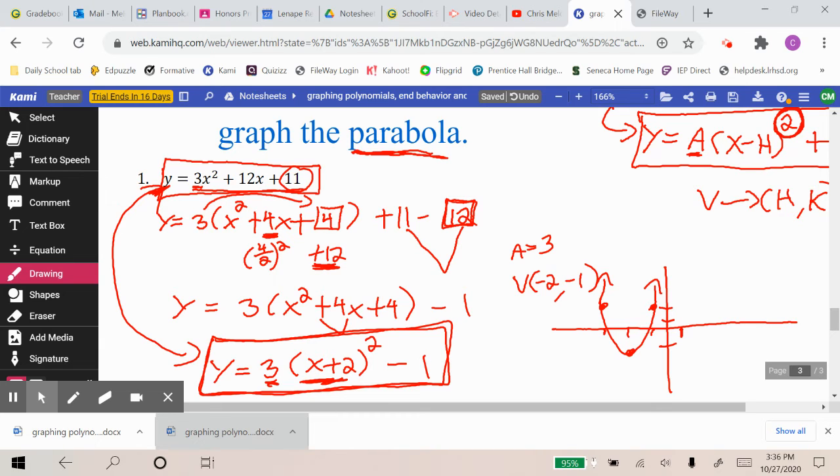All right. So we want to get it in that vertex form by completing the square. All right, let's do one more.